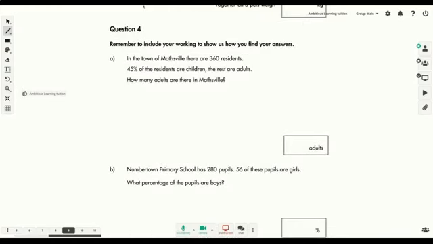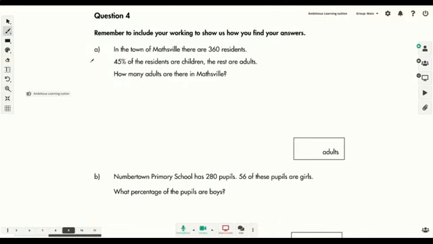I hope you all can see it. So they are saying in the town of Mathsvilla, there are 360 residents. That's the number of residents. 45% of the residents are children and the rest are adults. How many adults are there in Mathsvilla? So you need to find out how many adults there are.